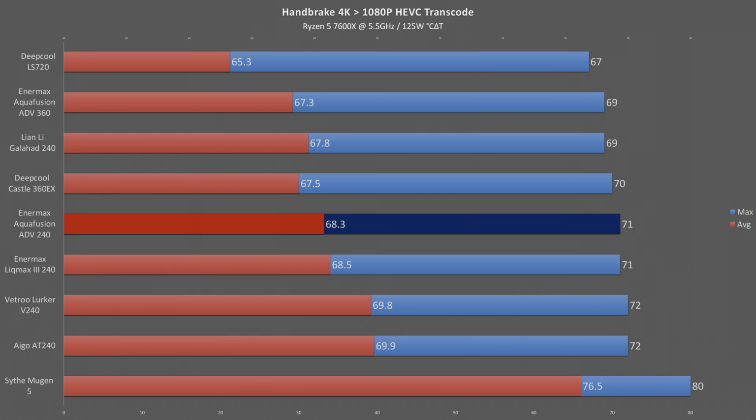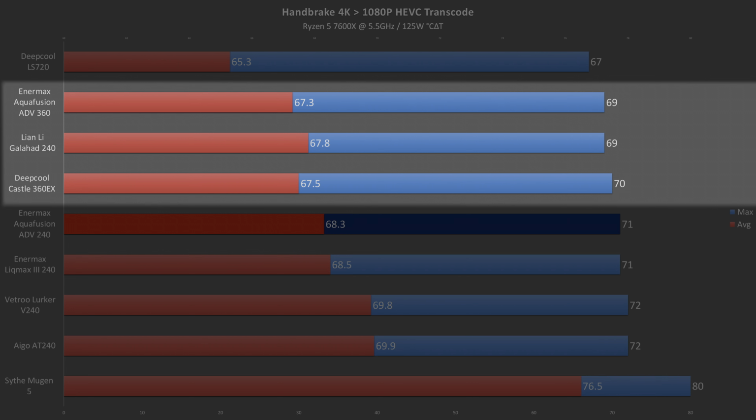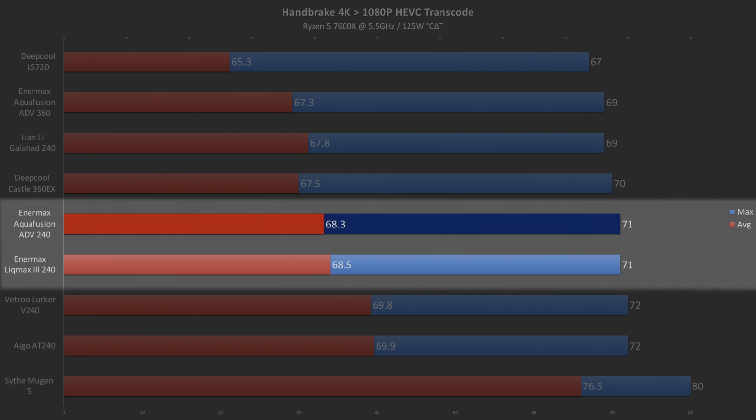In the Handbrake test, the results are very similar. However, the Galahad 240 does pull a little ahead of the pack, even matching the performance of the larger AIOs, while the two Enermax 240 models are evenly matched.